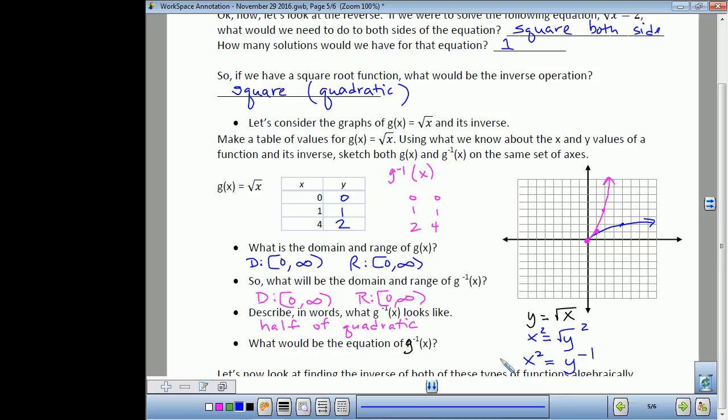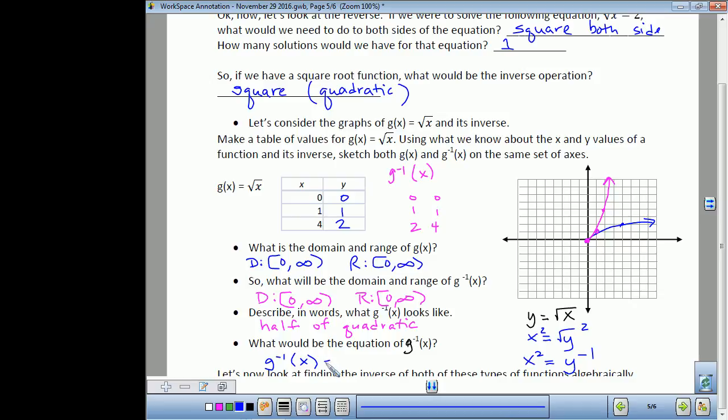But we know that this is the whole parabola. But we can look at our graph and tell it's not the whole parabola, it's only this half. So when we do inverses of square roots, it's going to give us quadratics. But we can't have both halves. So what we do is restrict the domain. So whatever the range was of the original function becomes the restricted domain.